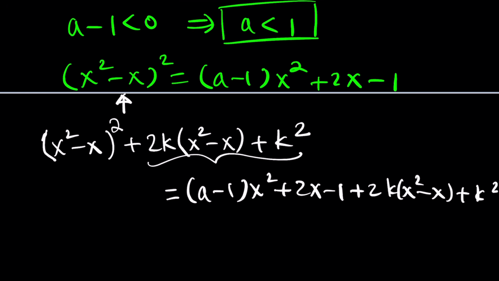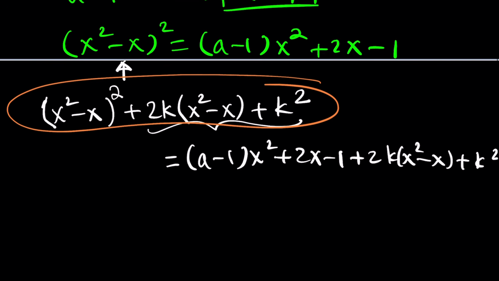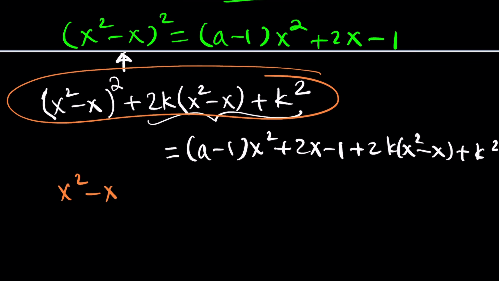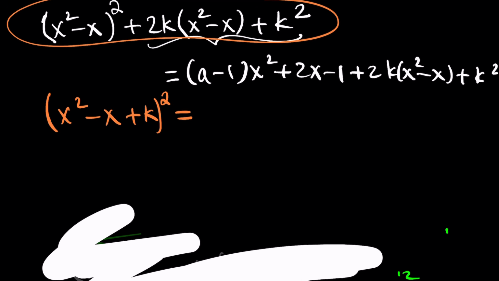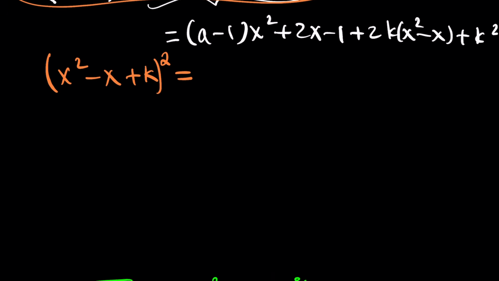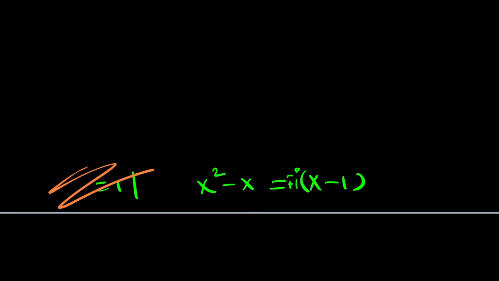What happens to the left-hand side? Well, the left-hand side becomes x squared minus x plus k, quantity squared. And the right-hand side, of course, we need to work on this a little bit because we have some quadratic terms. Let's see how we can fix that. Okay, I'm going to erase this area.